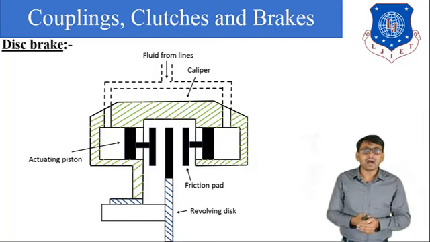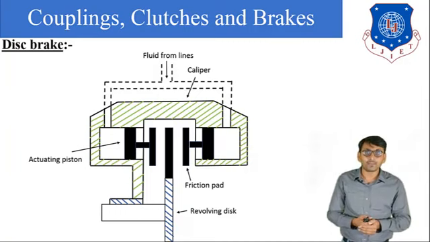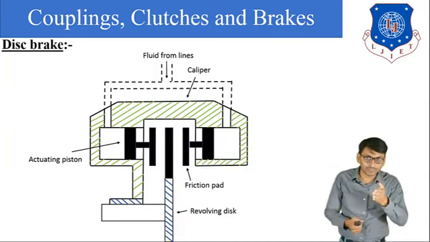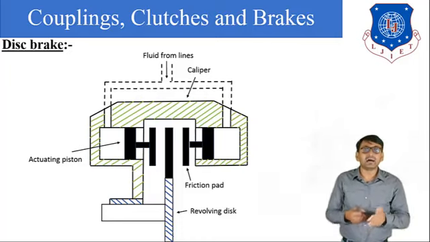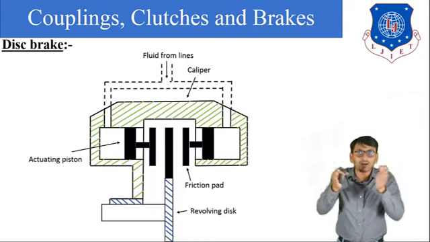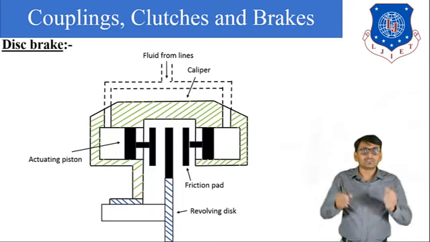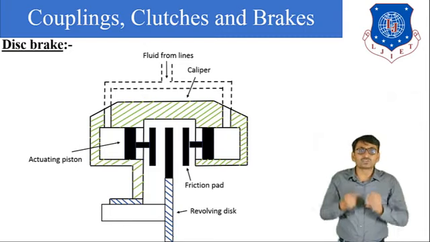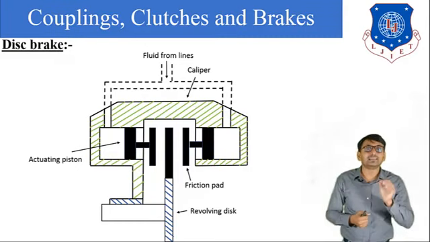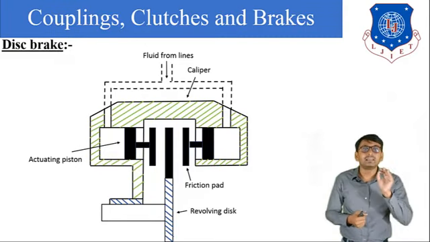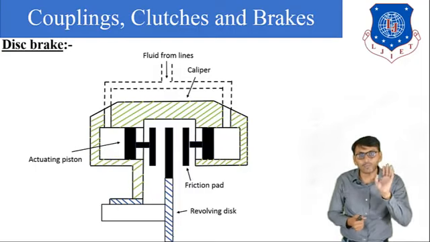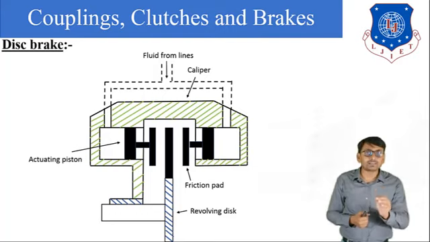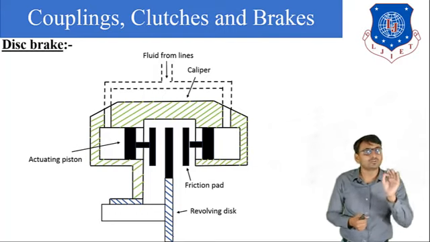So in the disc brake, high pressure fluid enters from the top side into the caliper, and then this high pressure fluid exerts a force on the piston. So the piston moves inward, and the friction pad comes in contact with the revolving disc. So the rotation of the disc stops, and due to this the rotation of the wheel also stops.